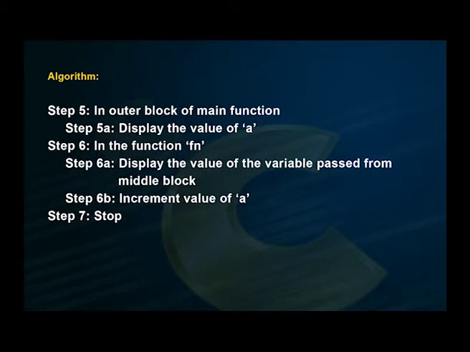Step 5, in outer block of main function. Step 5a, display the value of a. Step 6, in the function fn. Step 6a, display the value of the variable passed from the middle block, and step 6b, increment value of a. Step 7, stop. Let us implement the C program and examine the output of the program.